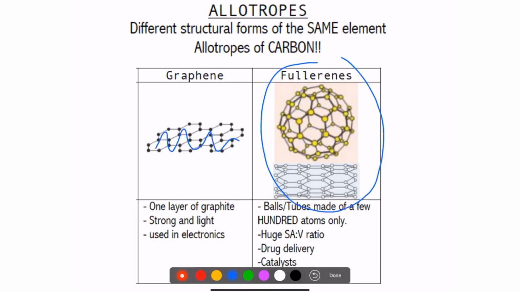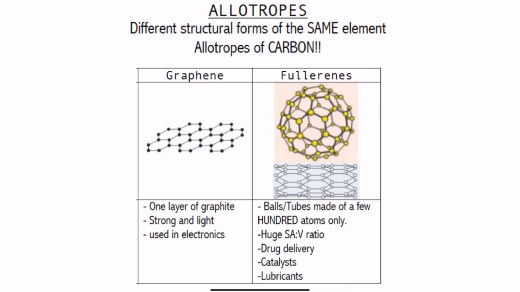These guys are called fullerenes. You have spheres and tubes, and they have huge surface area to volume ratios, and that's used in drug delivery or as catalysts or even as lubricants.